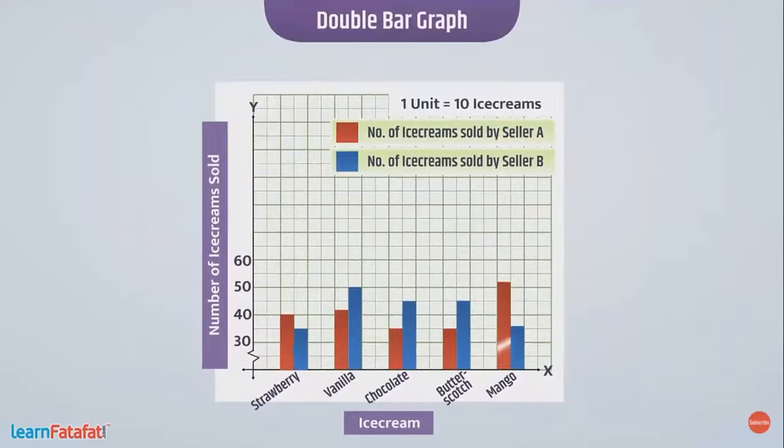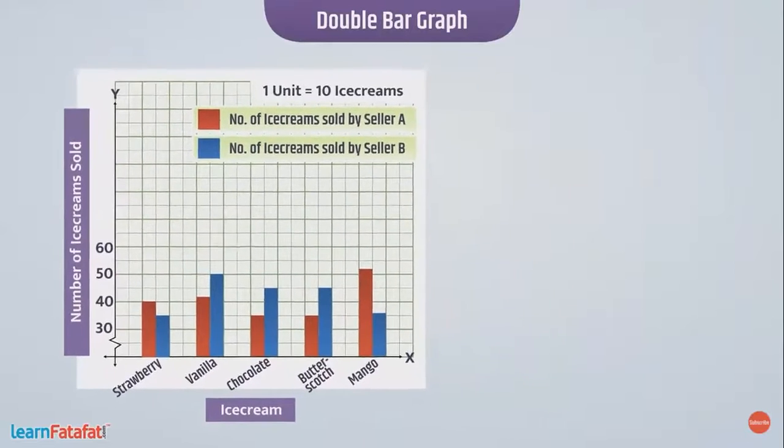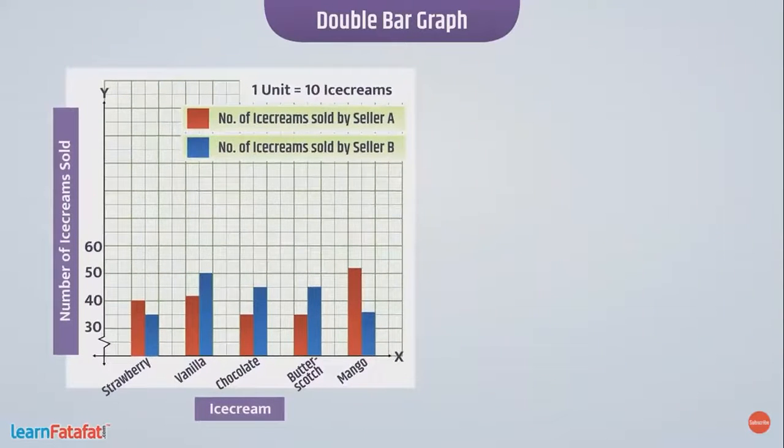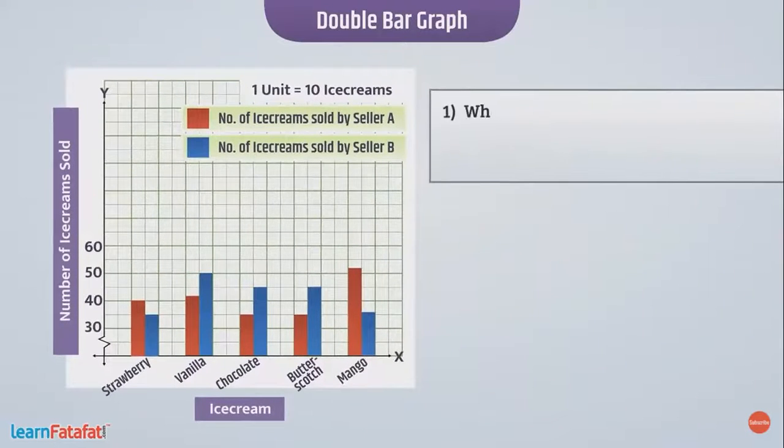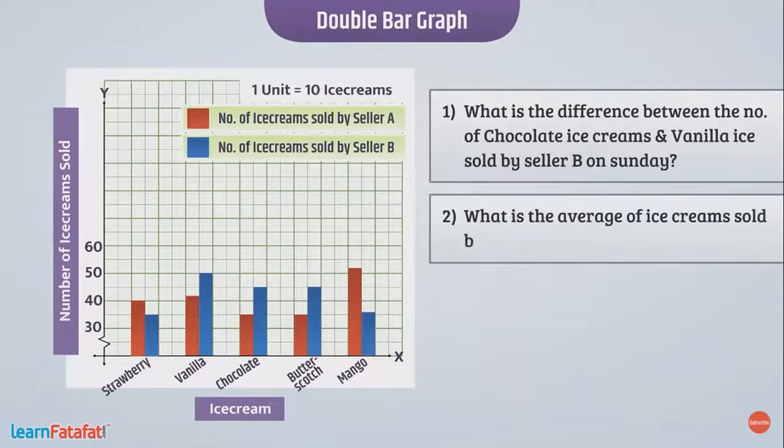The highest number of ice creams sold by seller A is 52, which is mango ice creams, while the highest number of ice creams sold by seller B is 50, which is vanilla ice creams. Now, try to find the answers to the following questions using this double bar graph. What is the difference between the number of chocolate ice creams and vanilla ice creams sold by seller B on Sunday? What is the average of ice creams sold by seller A? I hope you can easily give answers to these questions.